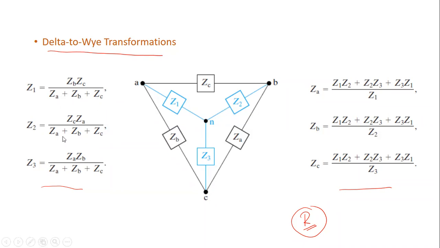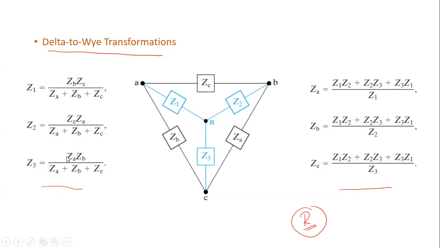As you see, the bottom is the same for all three impedances, Z1, Z2, Z3, but the difference is the top. If you want to find Z2, you need to multiply the nearby impedances, which are ZC and ZA. And if you want to find Z3, you need to multiply ZB by ZA, or ZA by ZB, it's the same. The only difference is that in the past we dealt with real numbers, but now you are dealing with complex numbers.